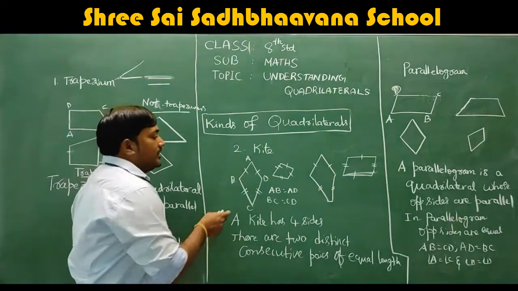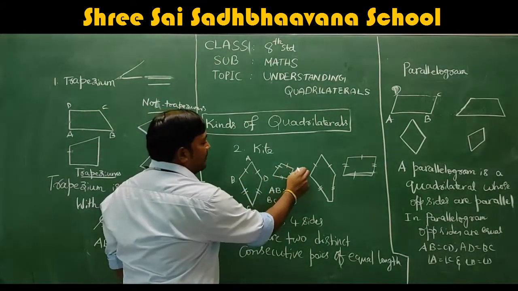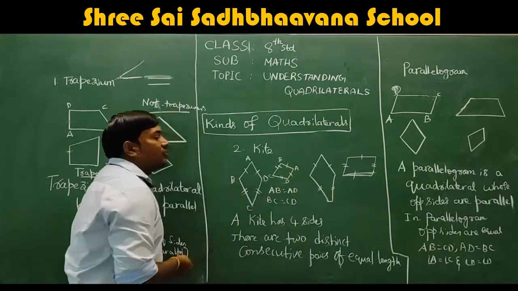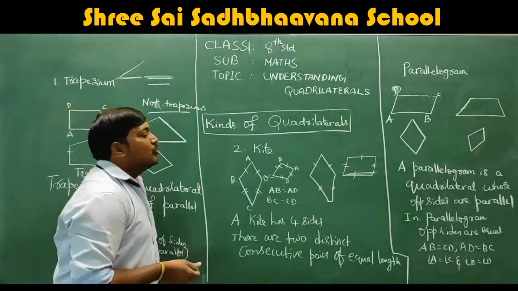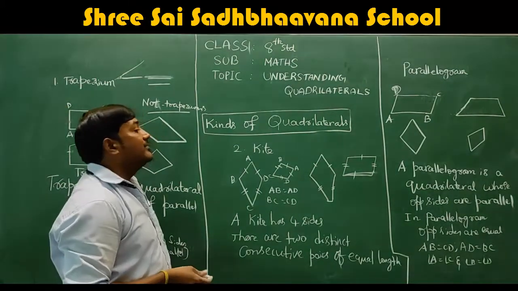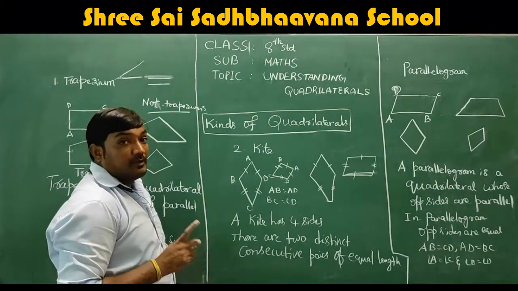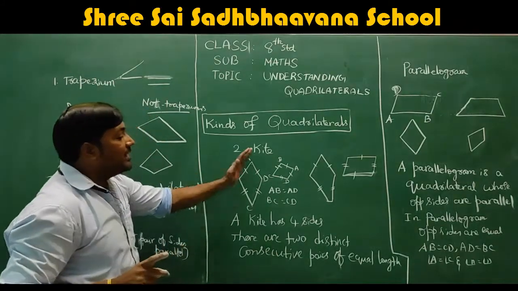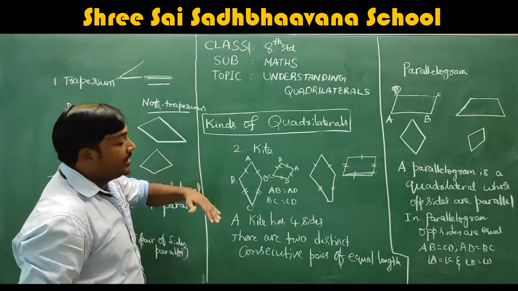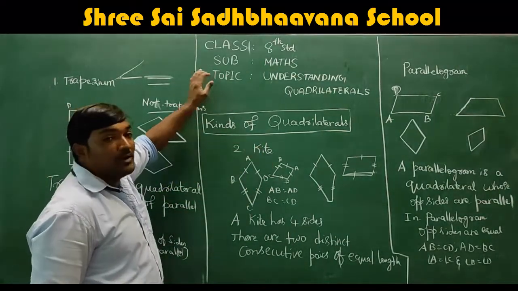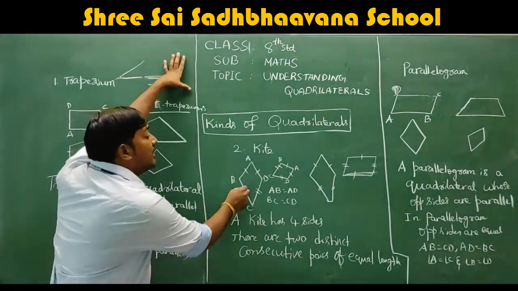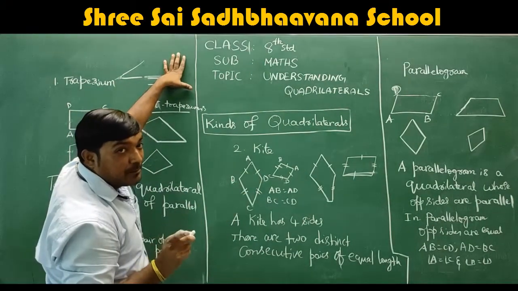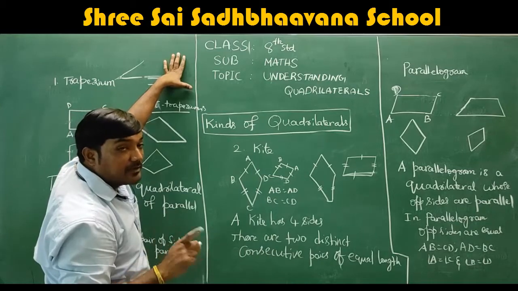Next. Here also, if you write ABCD, the same property is applicable. AB is equal to AD and CD is equal to BC. Remember, only consecutive sides, and don't get confused. If AB and CD are equal, then it is not a kite. And if BC and AD are equal, then it is not a kite, because they are opposite sides. They are not consecutive sides. Opposite sides are not consecutive.